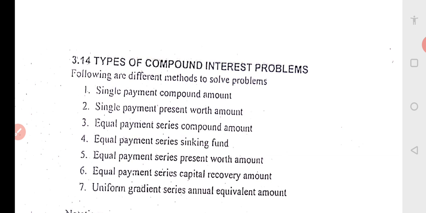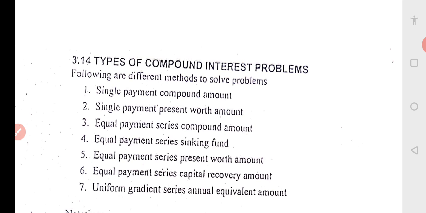Next is the equal payment series capital recovery amount. In the earlier problem we saw the present amount. Now we are going to see the future amount if I put in an amount on a regular, every-year basis. The objective of this mode of investment is to find the annual equivalent amount which will be recovered at the end of every interest period.